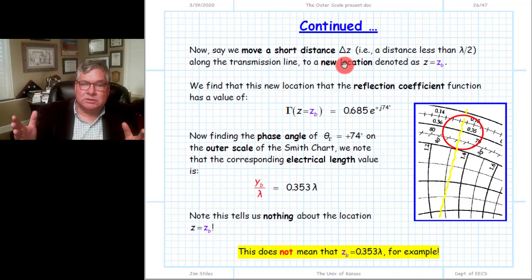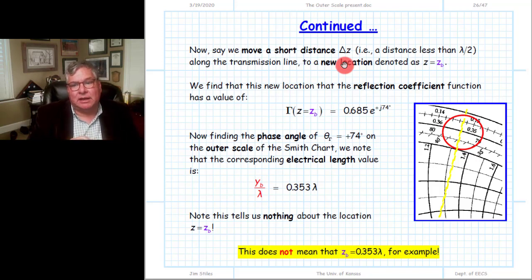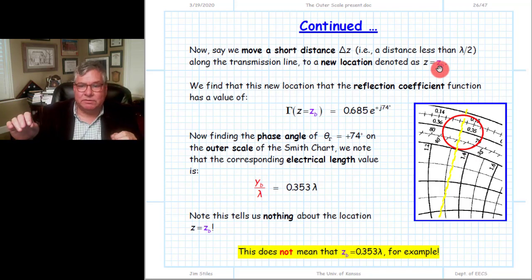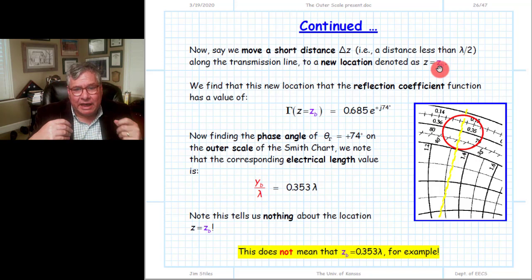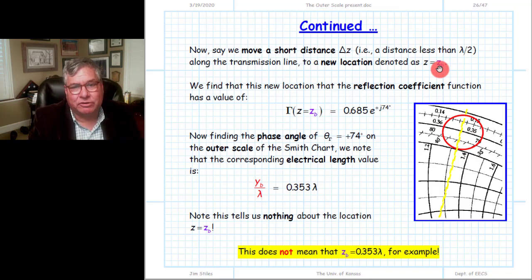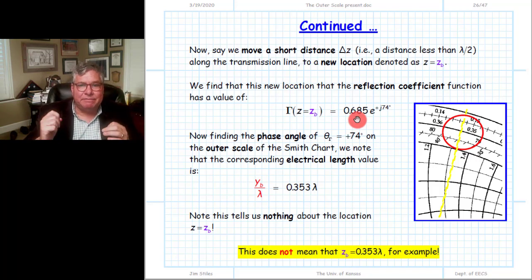So we're at some position on our transmission line, we'll call ZA, and we'll move a short distance along the transmission line from that point to a new location that we'll call ZB. So we're at ZA and then we move to ZB. At that location on the transmission line, we find the reflection coefficient function. It'll have the same magnitude of 0.685, of course, since the magnitude is independent of position, but the phase of the reflection coefficient has changed to a value of plus 74 degrees.